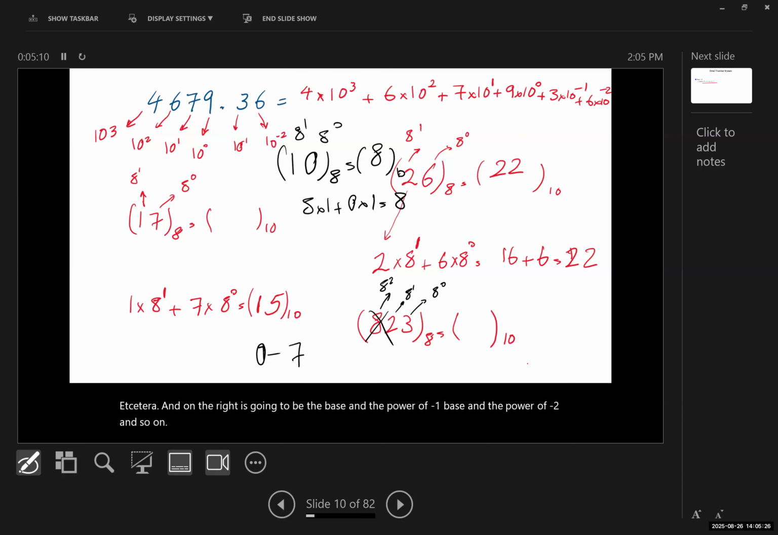I have an example here from last year, 4,679.36. It's going to be 4 times 10 to the power of 3, 10 to the power of 2, and so on. Plus 6 times 10 to the power of 2, plus 7 times 10 to the power of 1, plus 9 times 10 to the power of 0, plus 3 times 10 to the power of negative 1, plus 6 times 10 to the power of negative 2. And when you add them together, you're going to have 4,679.36.